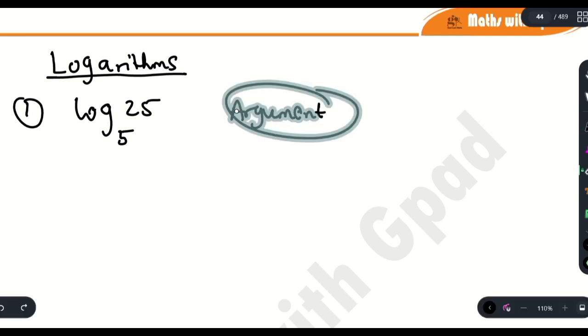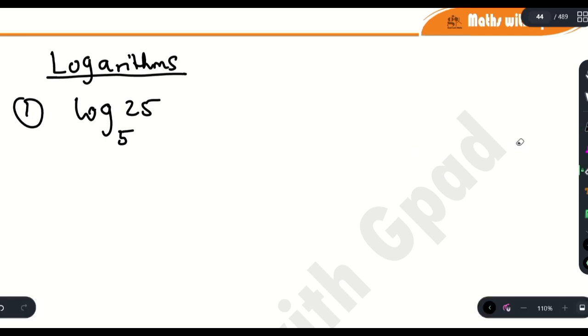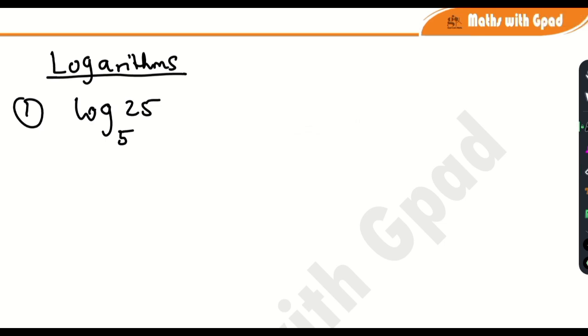Now, let's start by evaluating this first question, which says the logarithm of 25 to base 5. If you want to get the logarithm of 25 to base 5, ask yourself this question. This base of 5, how many times will I multiply 5 by itself to give me the argument 25? That's what we're going to do. So let's just multiply 5 by 5. What would that be? 25. And as you can see, 25 is here.